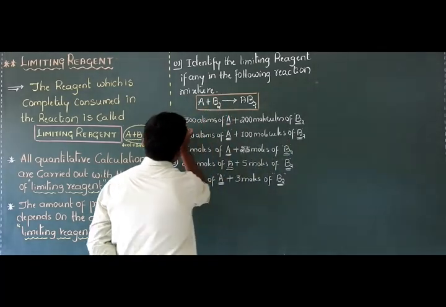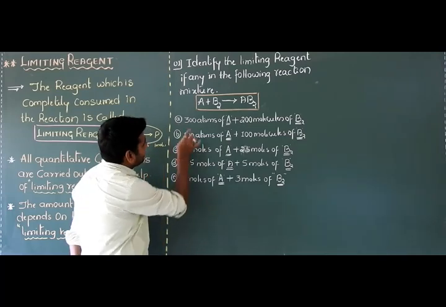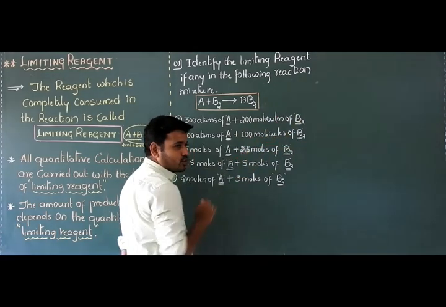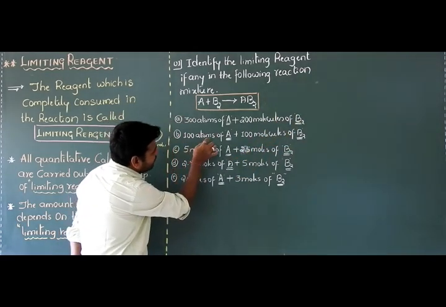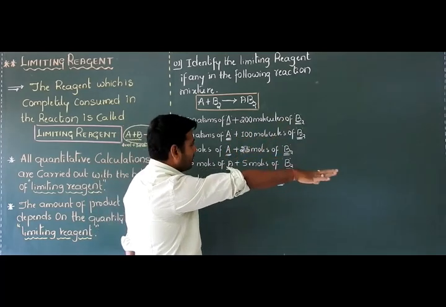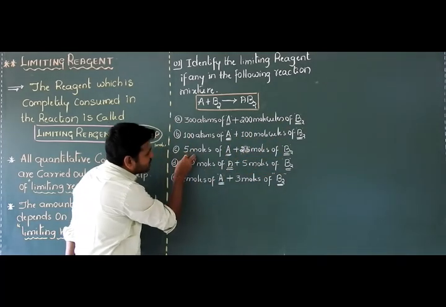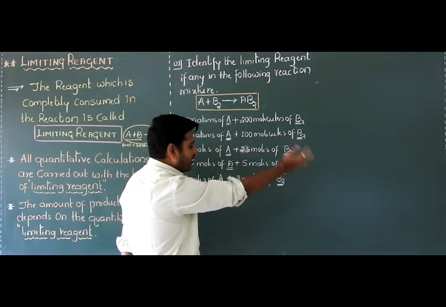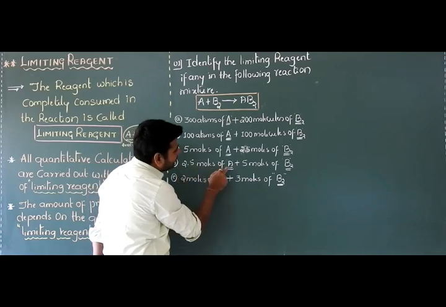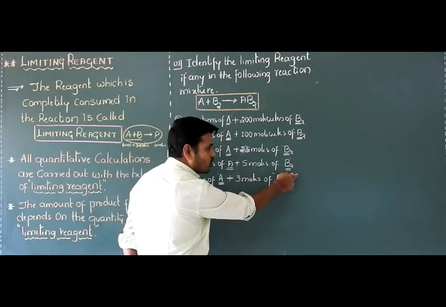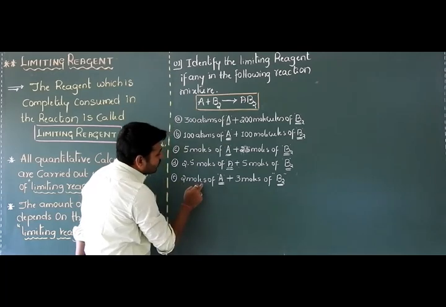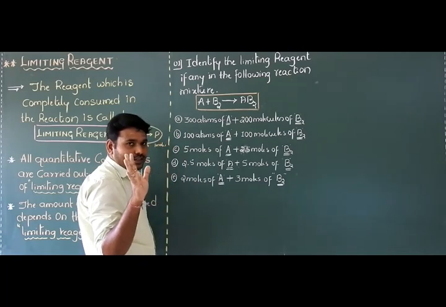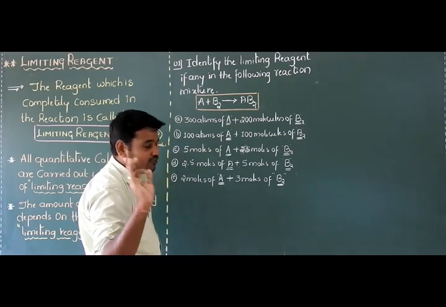In this reaction mixture, the first question is 300 atoms of A plus 200 molecules of B2. Second question, 100 atoms of A plus 100 molecules of B2. Third question, 5 moles of reactant A and 2.5 moles of reactant B2. Fourth question, 2.5 moles of A plus 5 moles of B2. And the fifth question is 2 moles of A plus 3 moles of B2. This is the question, students. Please listen to the solution carefully.